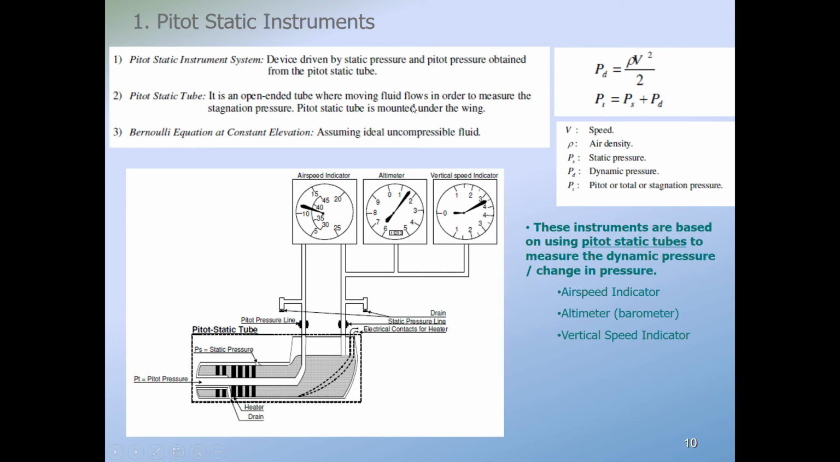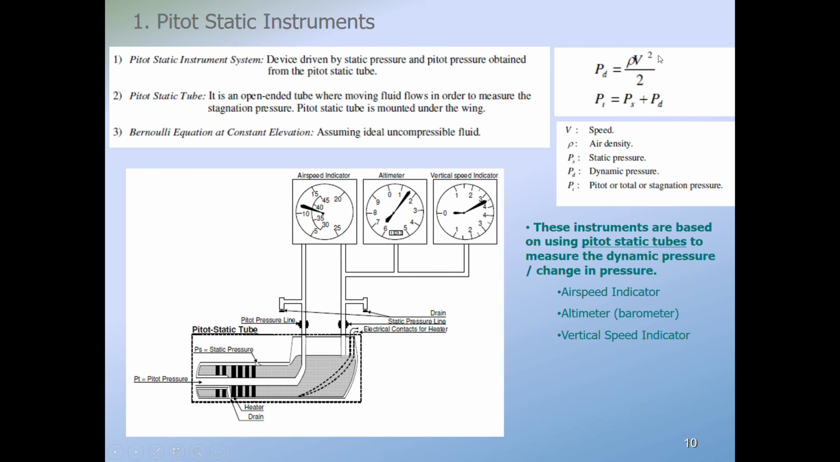But here in avionics, we do have that application in which we mount it under the wing to measure the pressure, the stagnation pressure. So here we use the Bernoulli equation at constant elevation, assuming an ideal incompressible fluid. What is an incompressible fluid? Rho is the same, meaning the air density is the same. It will be constant. That's why we say constant elevation, meaning it is measured at the same altitude.